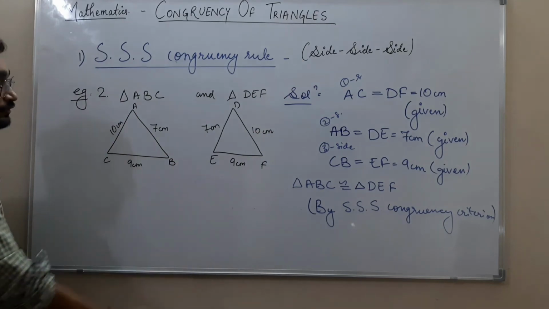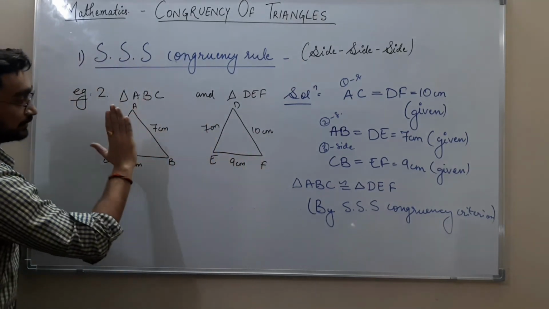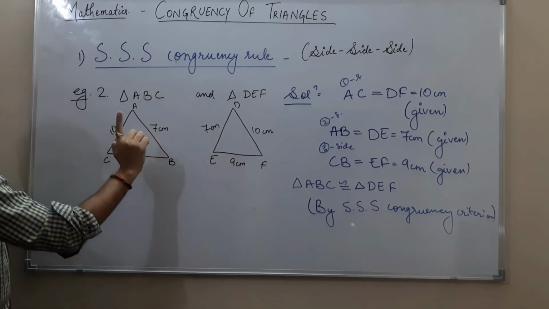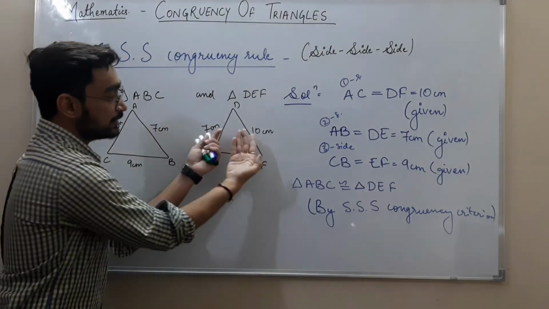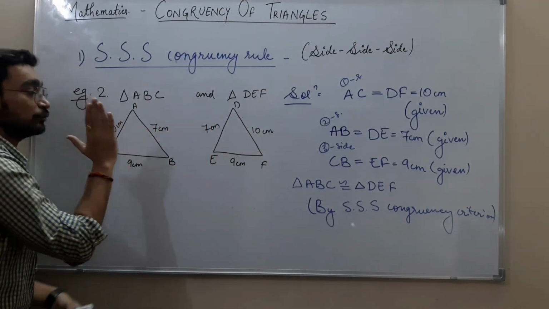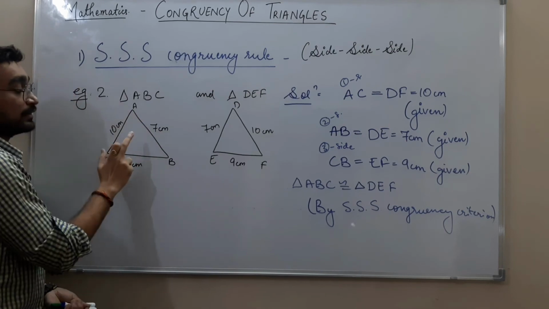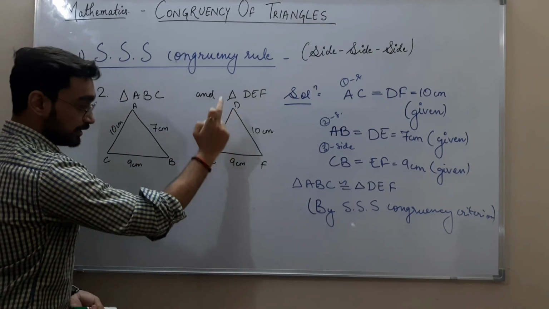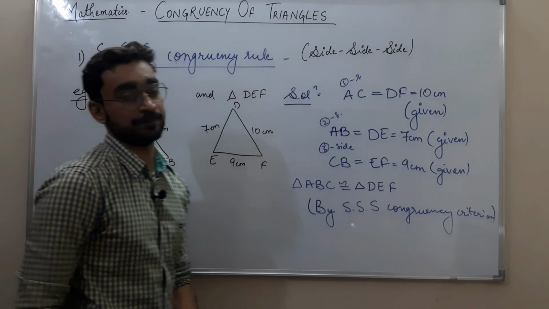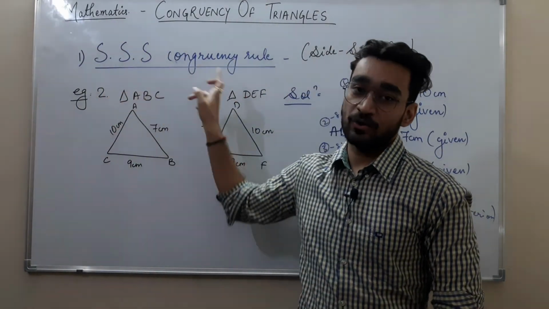You can see in this figure, if I take this figure out and flip it like this, the 7 centimeter side will come here. After turning, this 7 centimeter will come here like this. So if I flip this one, I will superimpose it. Superimpose means I will put it over, then triangle ABC will be equal to triangle DEF. So this is all about the side congruency rule.